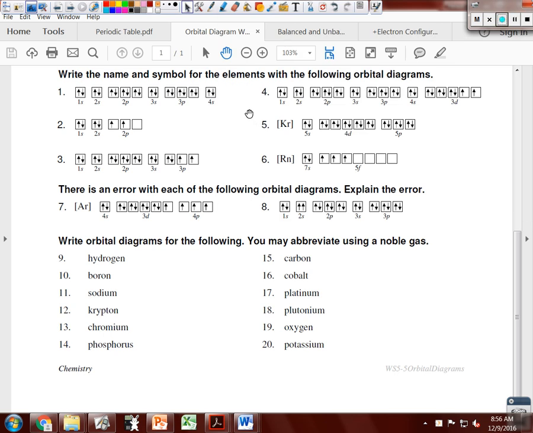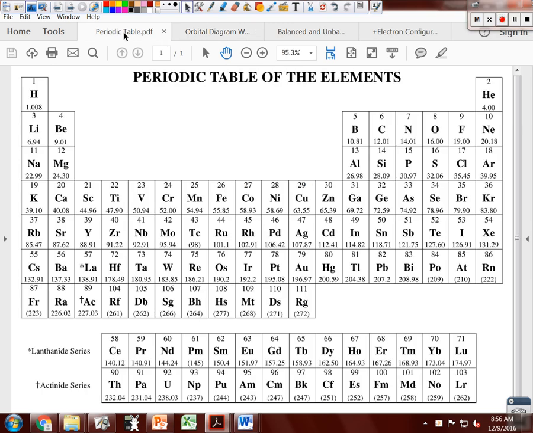So, as you should have already been working, I asked you to do two of these. I asked you to do the orbital diagram for carbon and the electron configuration for cobalt. So I'm going to bounce over to the periodic table. Carbon is number 6. No matter what element, what do you always start with? 1s. Okay, and this is the orbital diagram, so it's arrows.